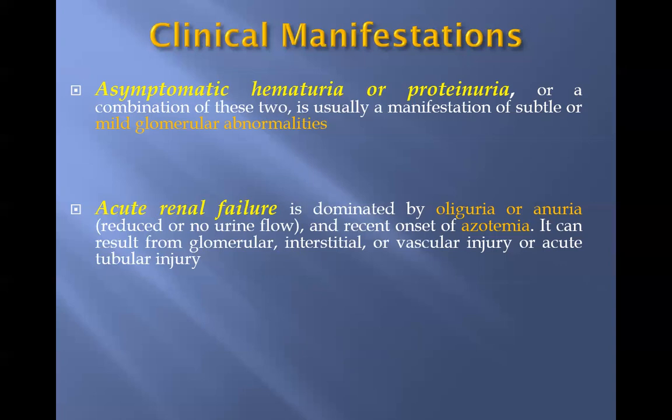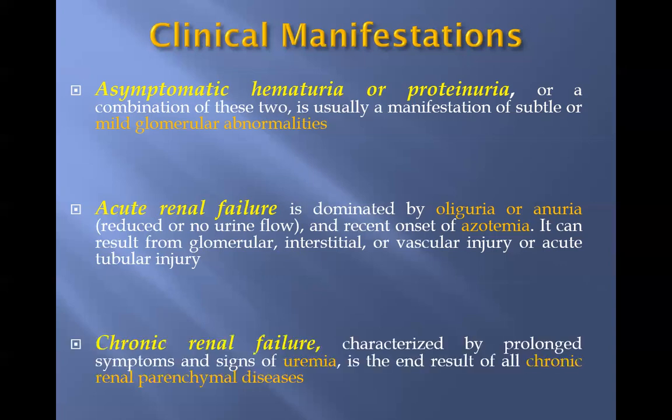Azotemia can result from glomerular, interstitial, or vascular injury, or acute tubular injury. Then we have chronic renal failure, characterized by prolonged signs and symptoms of uremia. So that same azotemia has now become uremia because they are producing signs and symptoms. Usually, the end result of all chronic renal parenchymal diseases is chronic renal failure. We'll discuss this tomorrow.